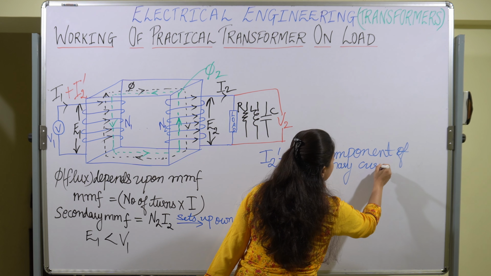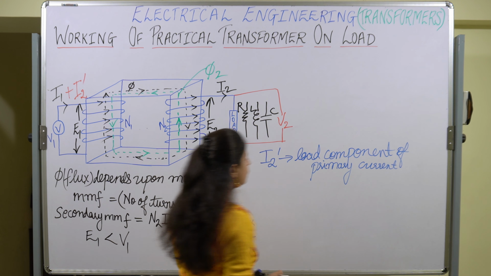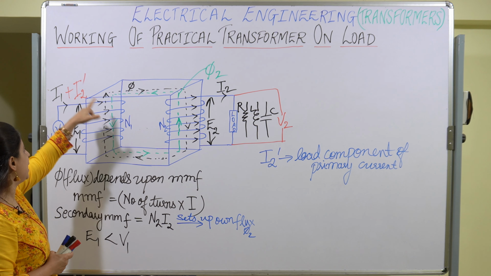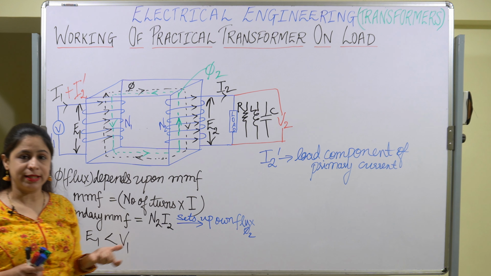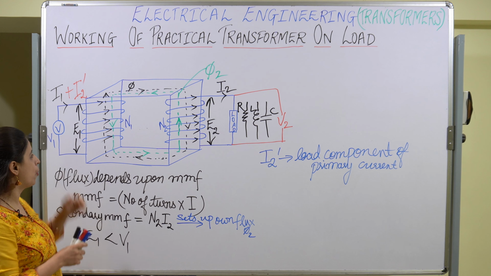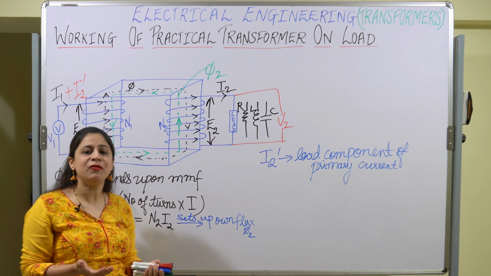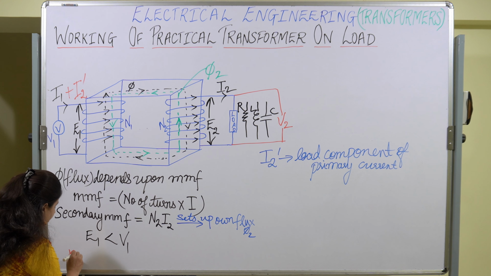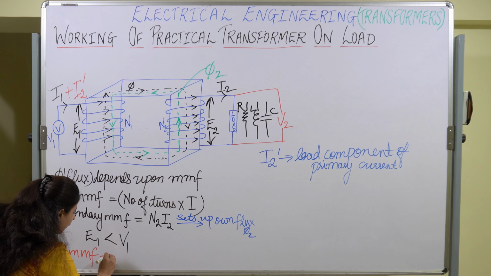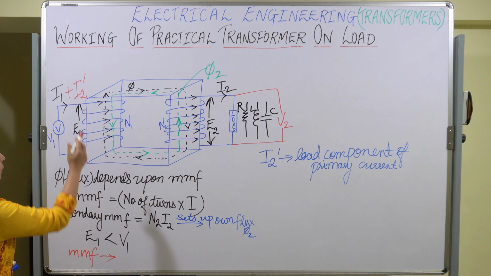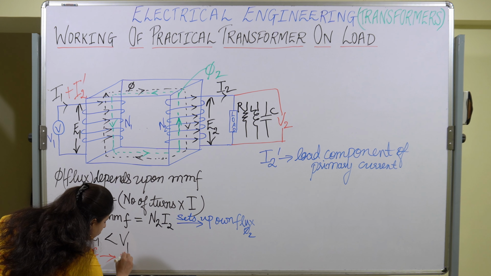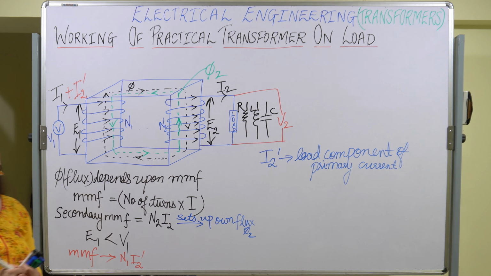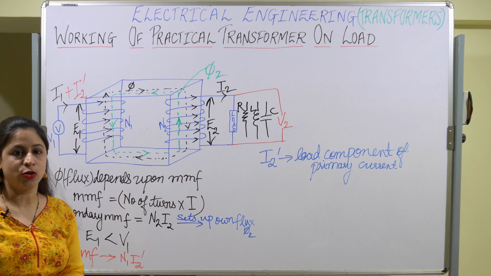Load component of primary current. So this I2 dash again starts flowing through the primary winding. When it starts flowing, a different MMF is being set up again, and that MMF is given by N1 I2 dash.